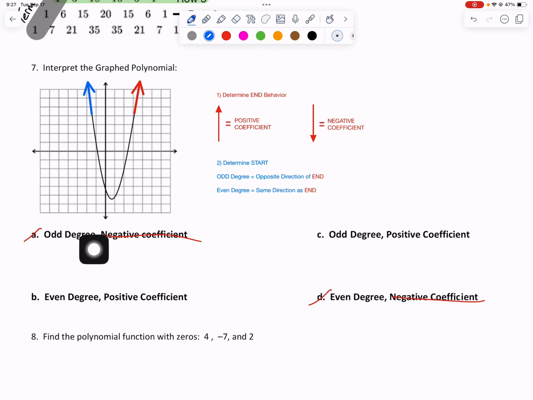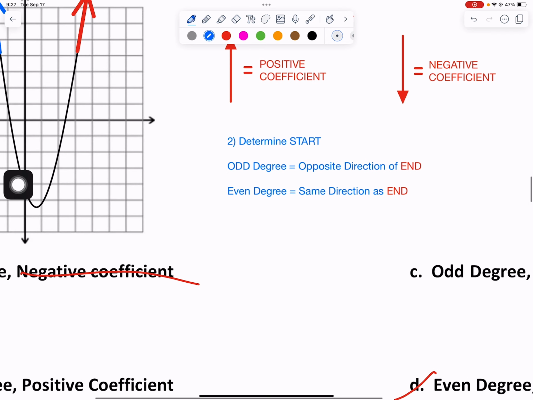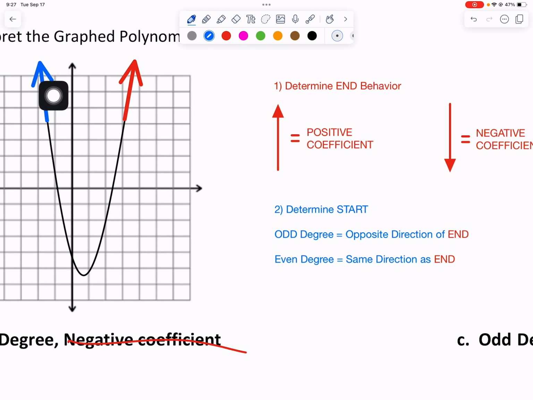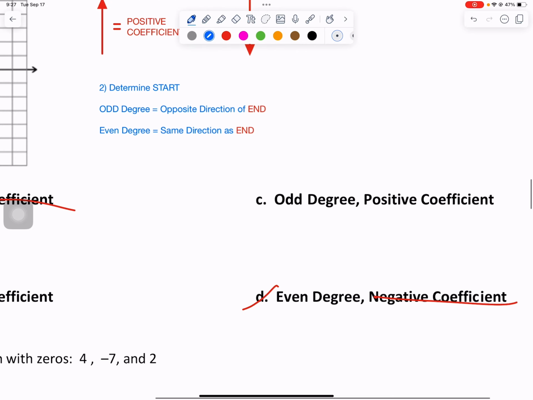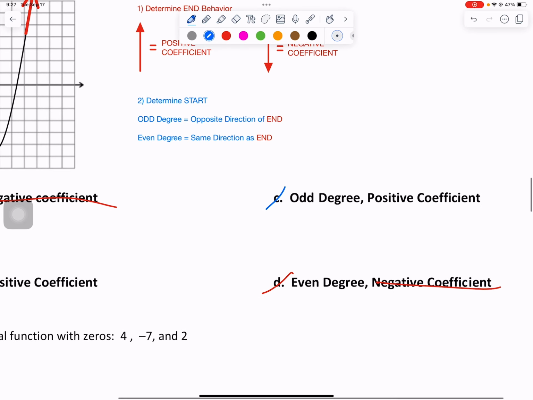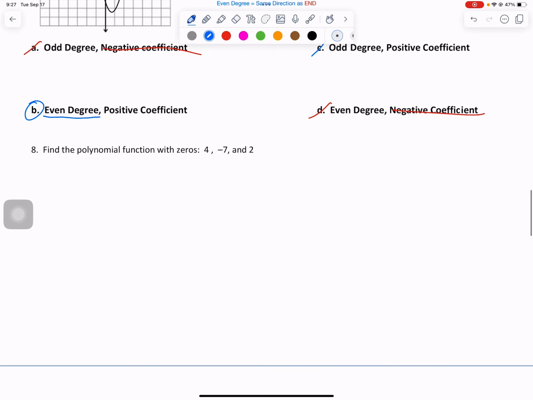Then we're going to determine our start. That's step 2. If it's an odd degree, it will be in opposite direction. So are these opposite directions? No, they're going the same direction. That means we will have an even degree here. So we're looking for even degree. With the positive coefficient, go ahead and circle B, as we can tell that C has an odd degree.